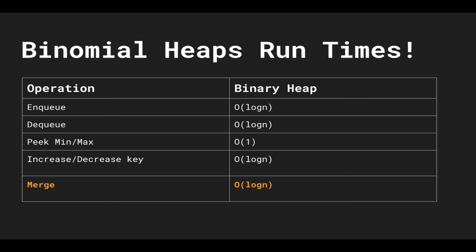Going to the runtimes, enqueuing and dequeuing are logarithmic because we're leveraging union/merge. Peeking is constant. The runtime for increase and decrease key do not change. In the worst case, we're sinking/swimming nodes up the tallest tree of the entire heap, so that could be log n. And then of course unioning is just like binary addition, so it's logarithmic.